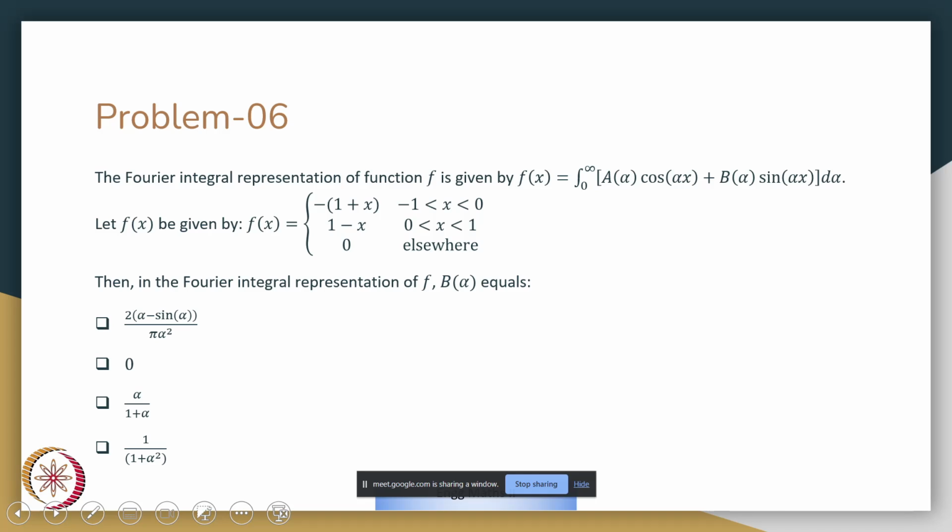Problem number 6. Problem number 6 is a Fourier integral representation of function f given by a of alpha cos of alpha x plus b of alpha sin of alpha x. We'll quickly have a look at how f looks.